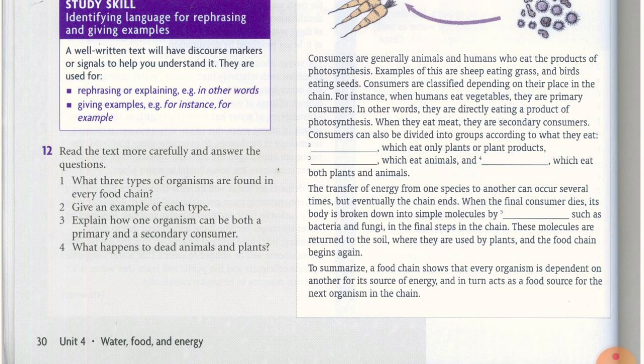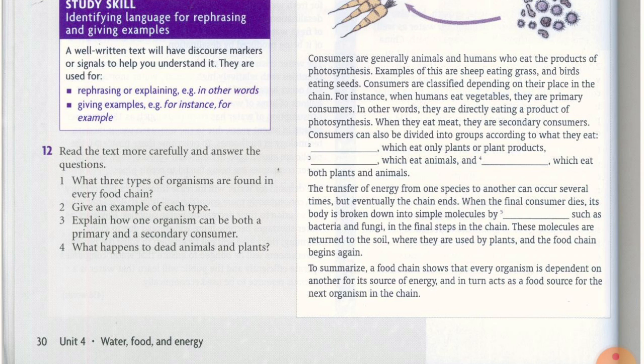Okay. What three types of organisms are found in every food chain? Producers, consumers, and decomposers. Second one, give an example of each type. Producers, it's plants. Consumers, it's animals and humans. Decomposers, bacteria and fungi. The third one, explain how one organism can be both a primary and secondary consumer.